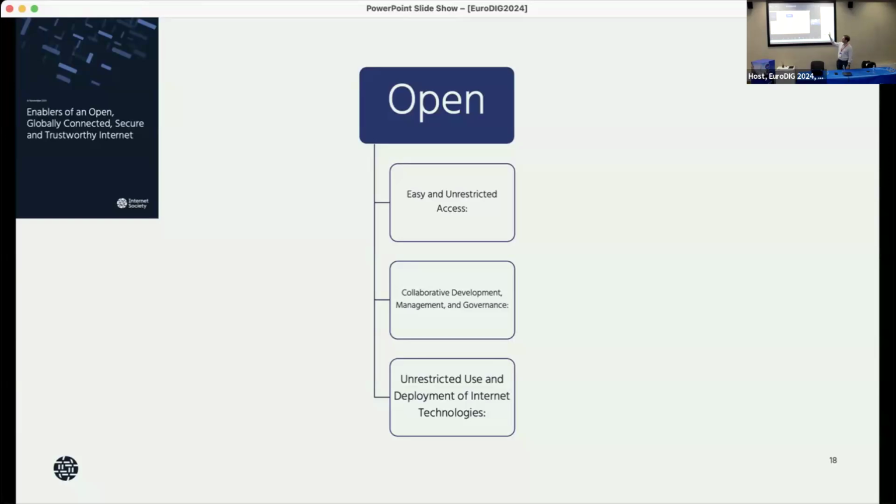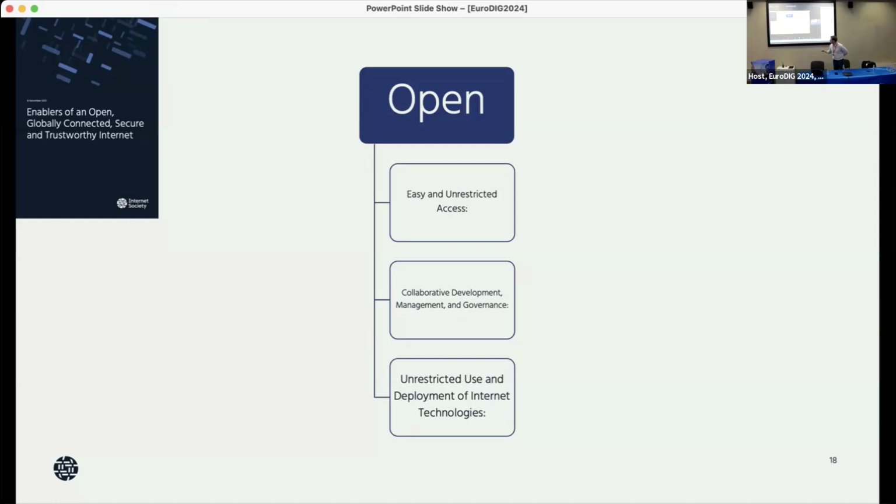So when we took this concept of an open internet, we broke it down into three constitutive parts, three enablers. The first one is easy and unrestricted access. I'm going to talk a little bit more about what that means in practice, but effectively, as a user or as an organization, it should be easy to become part of the internet and to use the internet. If we strive towards that, then we strive towards having an open internet.